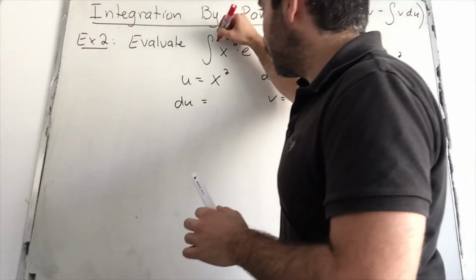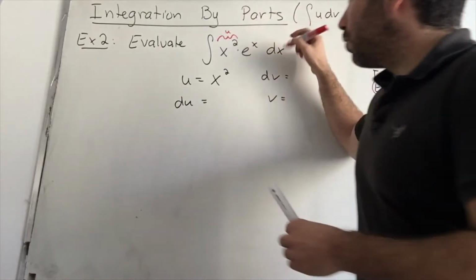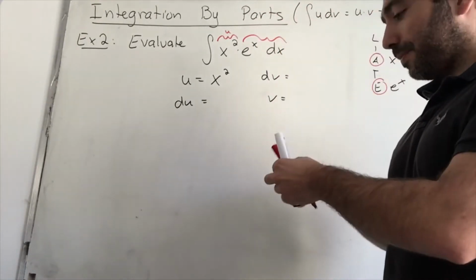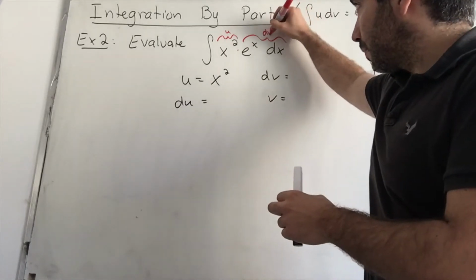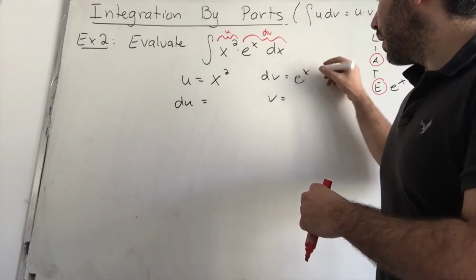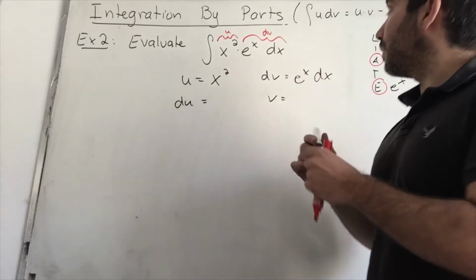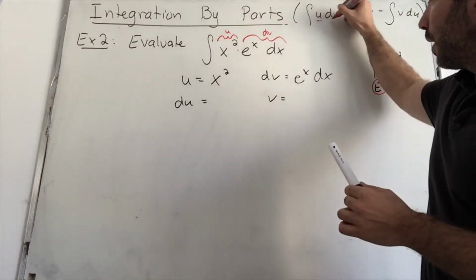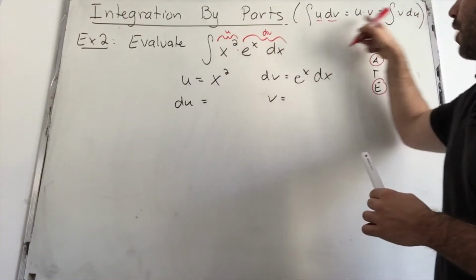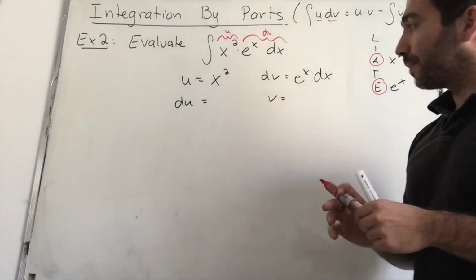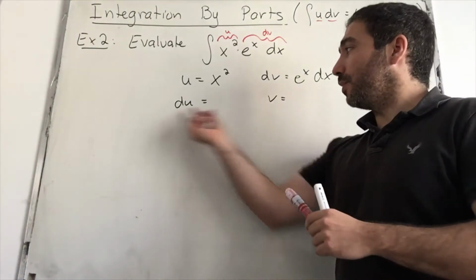So this is u, which leaves us with the rest, which is our dv. Okay. So e to the x dx is equal to dv. Okay. So again, we're just following this formula here. We have our u, we have our dv. And now we're going to transform it to u times v minus the integral of v du. Okay, so in order to do that, we need to go get du, we have to go get v.